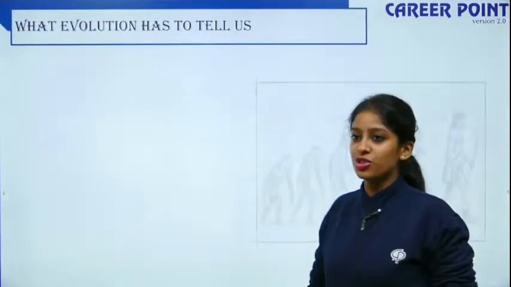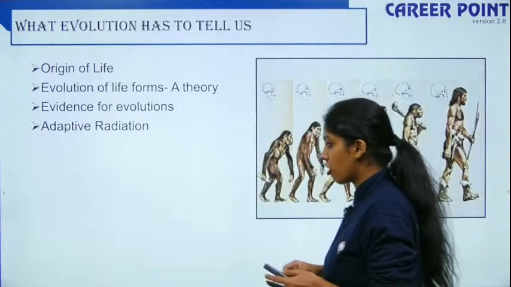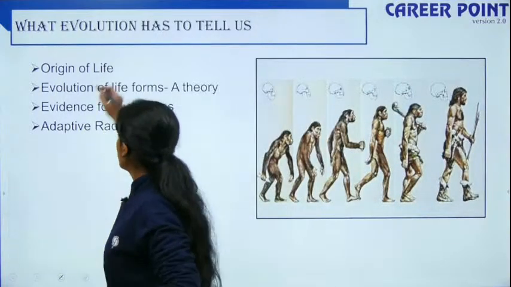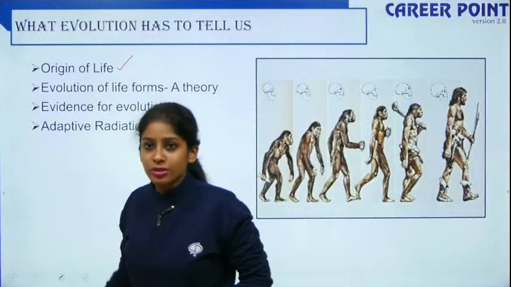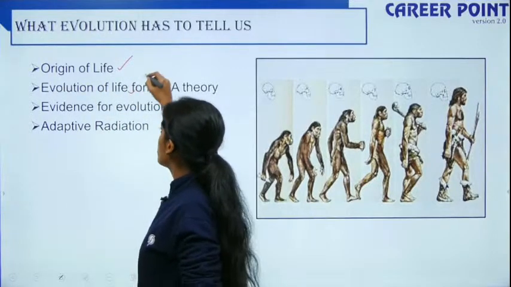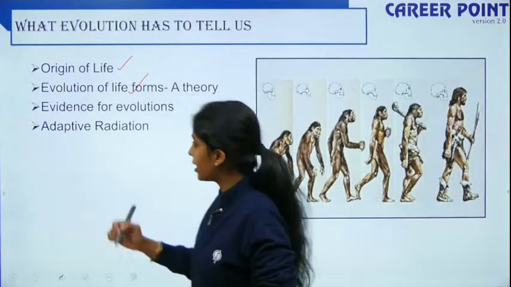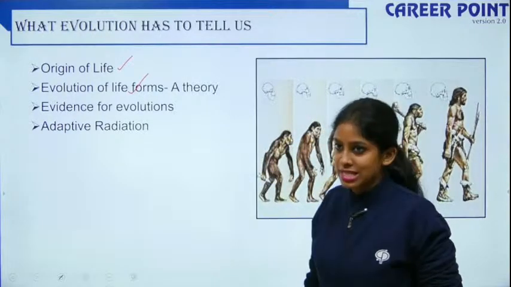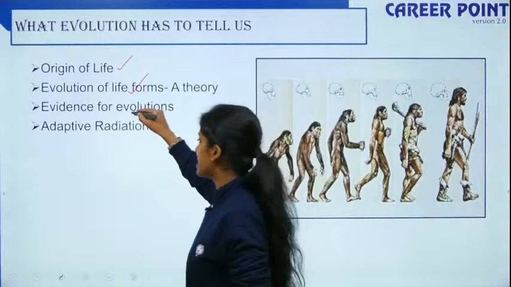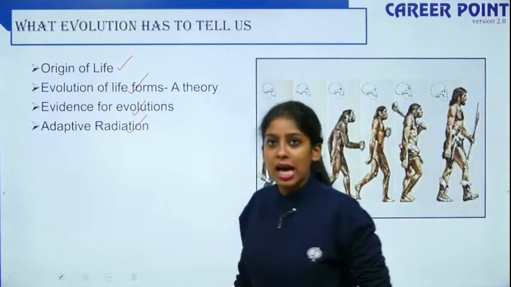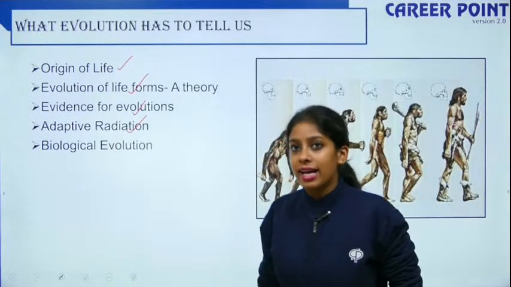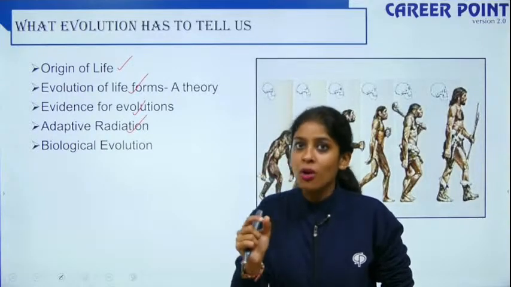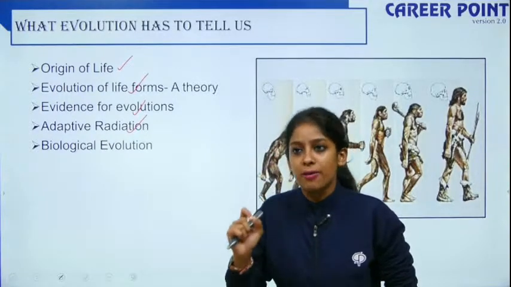So what has evolution told us? This is what we have been talking about. I hope you remember what adaptive radiation is. For the origin of life, we started off with the theories, then we went forward to see how the theories were patterned. Then the evidences for evolution, starting with the evidence from fossils, comparative anatomy, etc. Then we spoke about adaptive radiation. Then we emphasized what biological evolution is and how the lifespan plays a very important role.